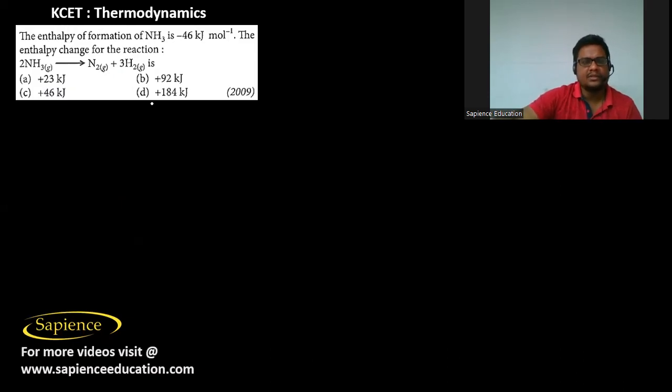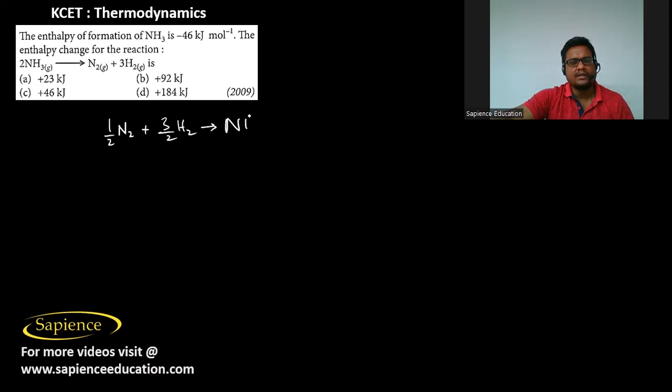Then here it is told that the enthalpy of formation of NH3 is minus 46 kilojoule per mole. The enthalpy change for the reaction is asked. So for the enthalpy of formation, 1 mole of nitrogen means half mole of N2 plus 3 by 2 moles of hydrogen should react to form 1 mole of NH3. So here the formation enthalpy is equal to minus 46 kilojoule per mole. Now the enthalpy change for this reaction.